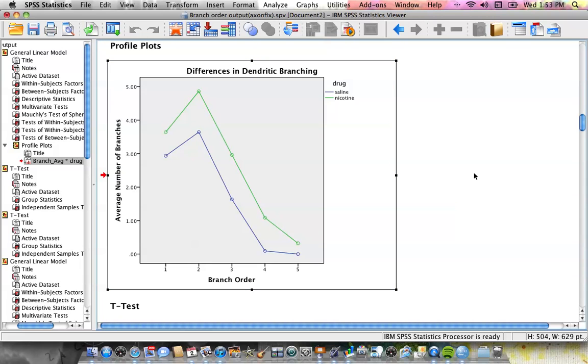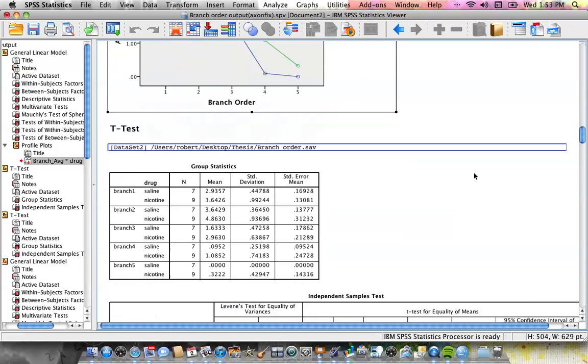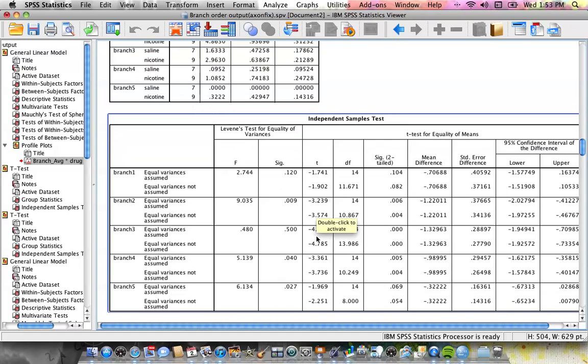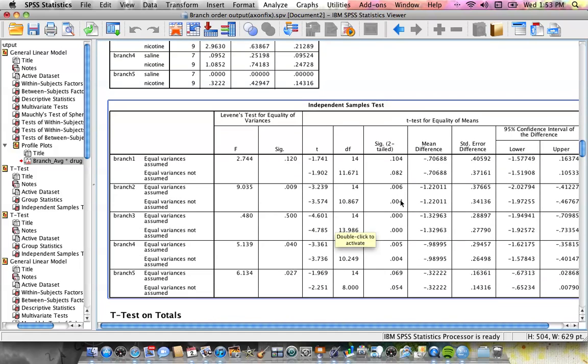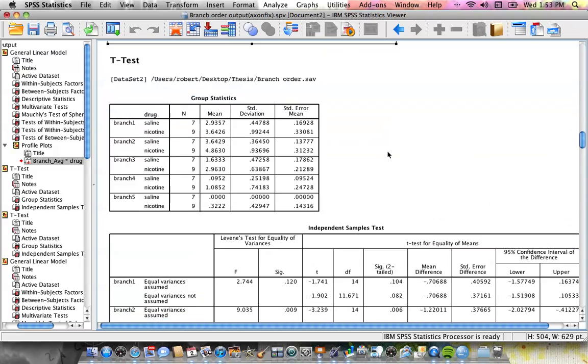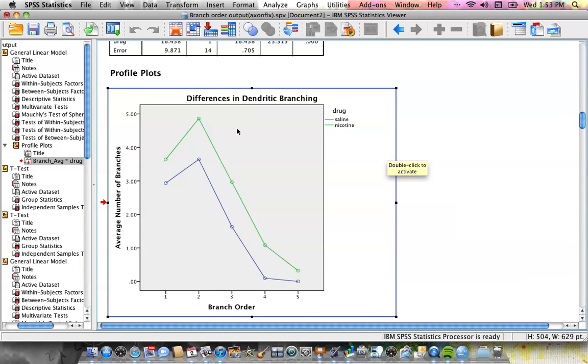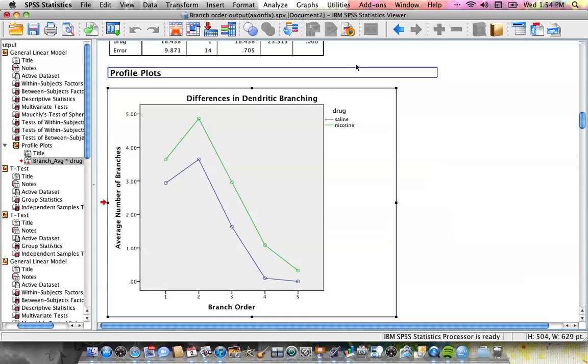If I want to go back through and incorporate information that I found within my independent samples test, and find that there's a significant increase in branching in branch orders 2 through 4, I can go up here, and when I use this graph, I would just indicate by maybe an asterisk above each of these, 2 through 4, that these increases and differences were significant. And that's all I have.